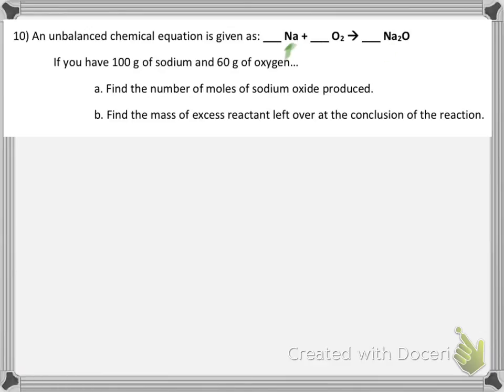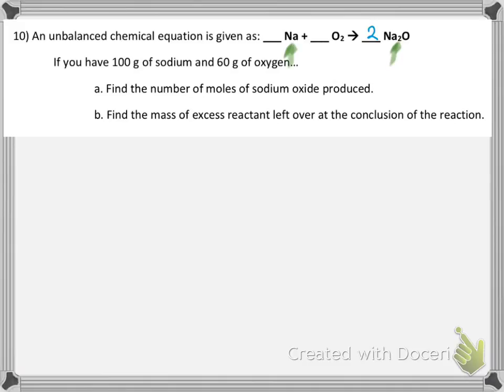I've got sodium on the left and sodium on the right, and this is kind of the trap. We've got to be careful with this one because if you look at the oxygens, I've got 2 on the left and only 1 on the right. So that means I'm going to have to put a 2 here, and see what happened. We changed the sodium to 4. So 2 times 2 giving me 4.